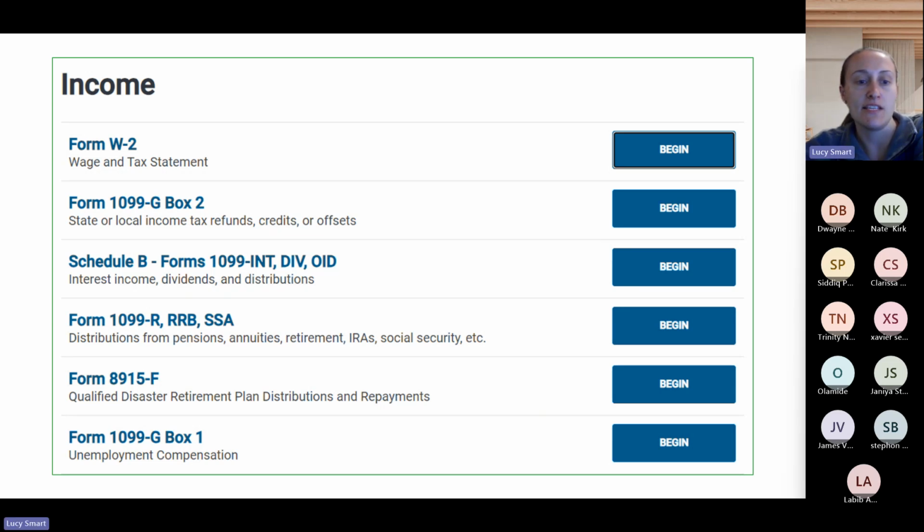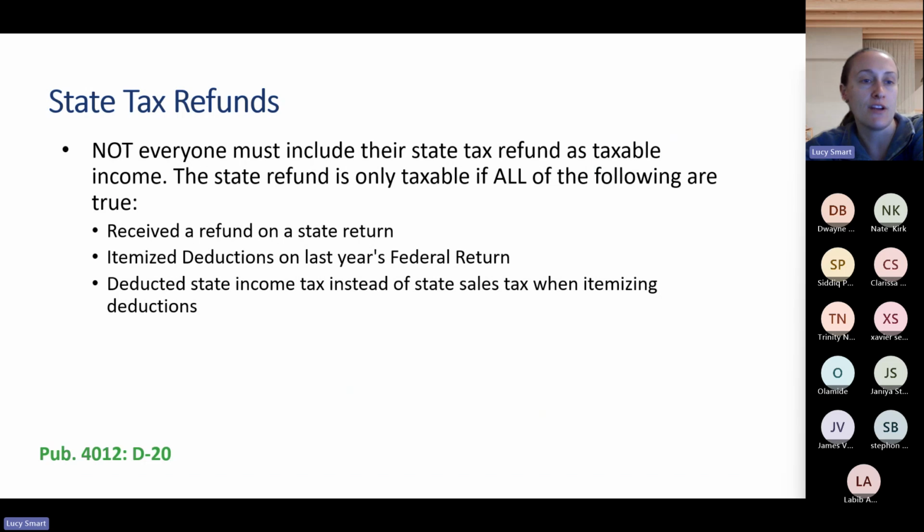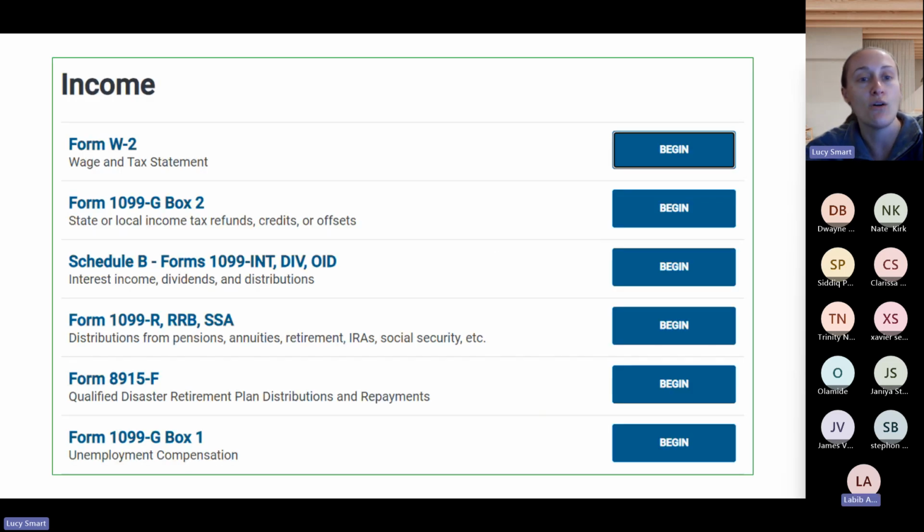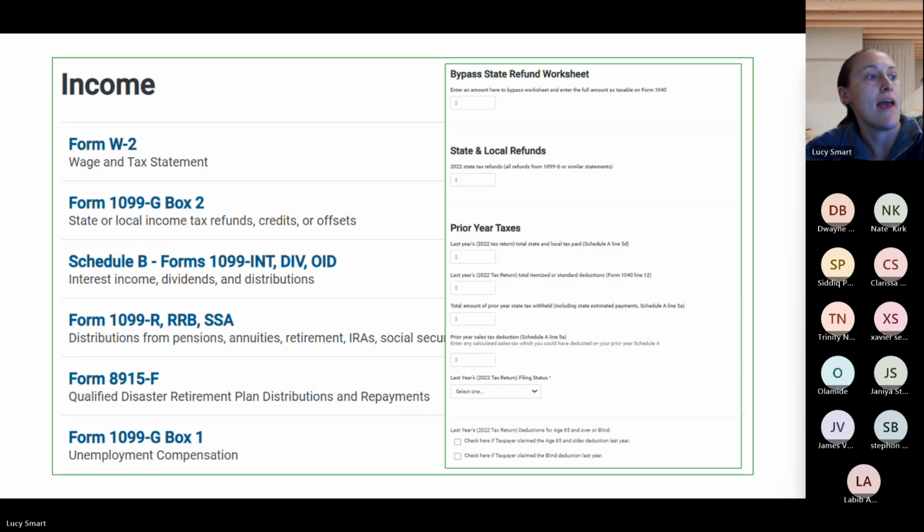So again, if these 3 conditions apply, they received a refund on the state return, they itemized deductions on last year's federal return, and they deducted state income tax instead of state sales tax when itemizing, we need to go into TaxSlayer again in the federal section. And when we click on tax refunds, this worksheet will pop up.